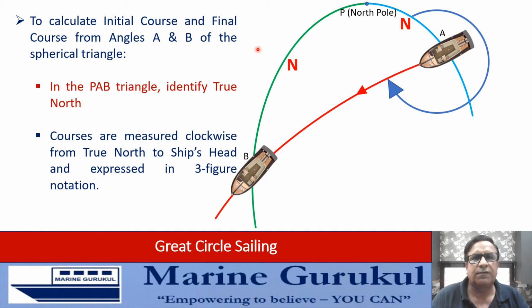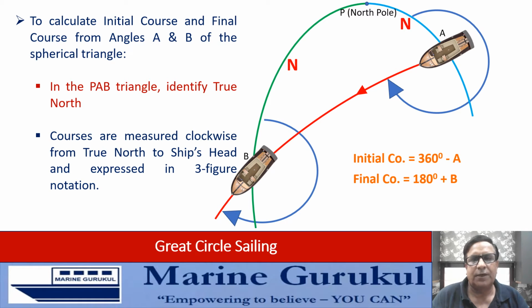Let us now mark off the final course at B clockwise from north. I'm sure you'll agree with me, clockwise from north up to the ship's head is the final course. What you have calculated is this as angle B. This angle B out here shall be equal to this angle. Why? Because they are vertically opposite, and this final course then would be 180 from here to here plus angle B. So in this case, the initial course is 360 degrees minus angle A and the final course is 180 degrees plus angle B.